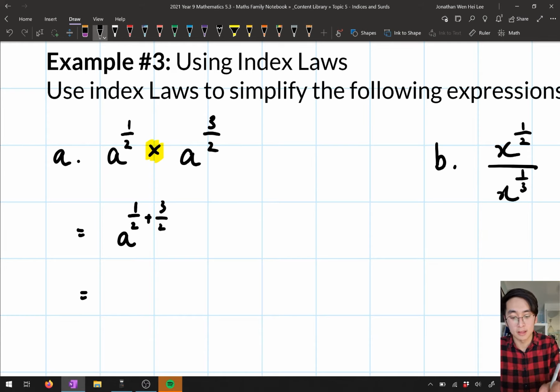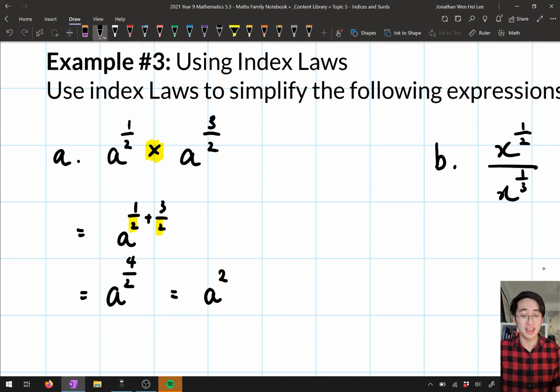And so here we can simplify this. When we add fractions, we need to make sure that the denominator is the same. So we both have a denominator of 2, which is great. And then we can just add the numerators. So here this just becomes a to the power 4 over 2. Now, 4 over 2, that's actually a number we can figure out. 4 over 2 is just 4 divided by 2, or just a squared to finish it off. Okay, so we can apply our index laws of multiplication to just add our powers together, and from there we can actually simplify and make our indice a little bit easier to read.